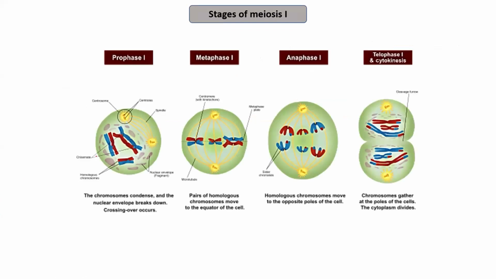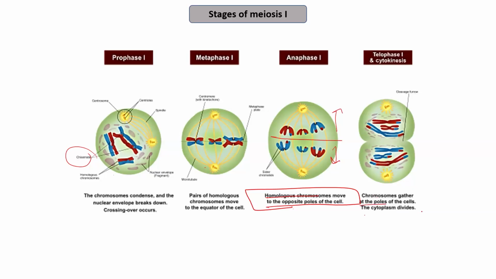So in the prophase, we see that there is a formation of chiasmata, there is recombination, homologous chromosomes come in contact with each other, and in metaphase 1, these homologous chromosomes align randomly at the opposite poles, and in anaphase 1, the homologous chromosomes move to the opposite pole of the cell. So one pair of chromosomes will move here, the other will move to the opposite pole.